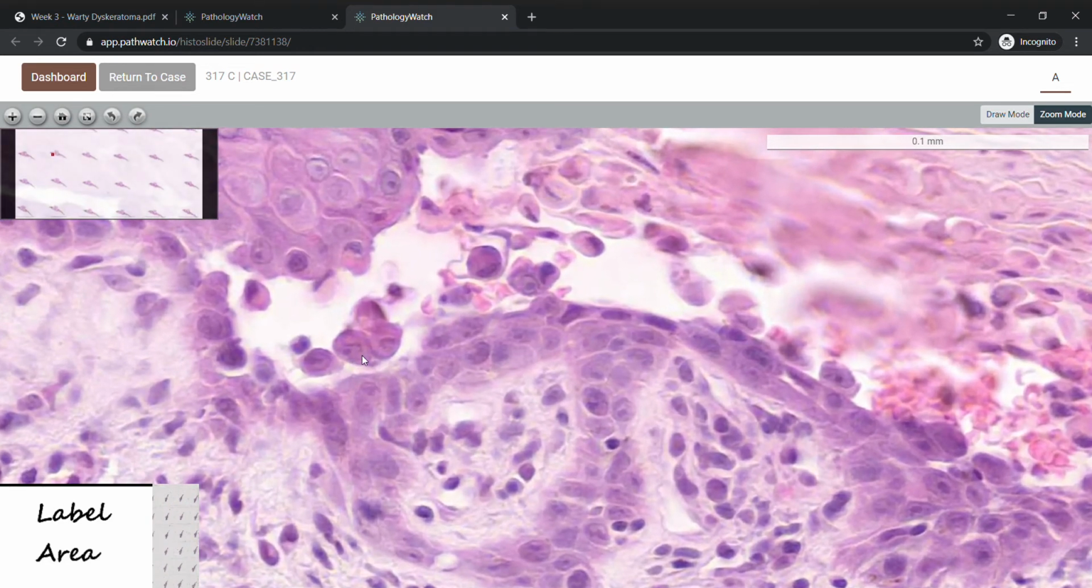Due to the staining here, the dyskeratotic cells don't show as eosinophilic cytoplasm, but you can appreciate the density of the cytoplasm here. This is a corps rond with a rounded nucleus, and here's a corps grain with a flattened nucleus.